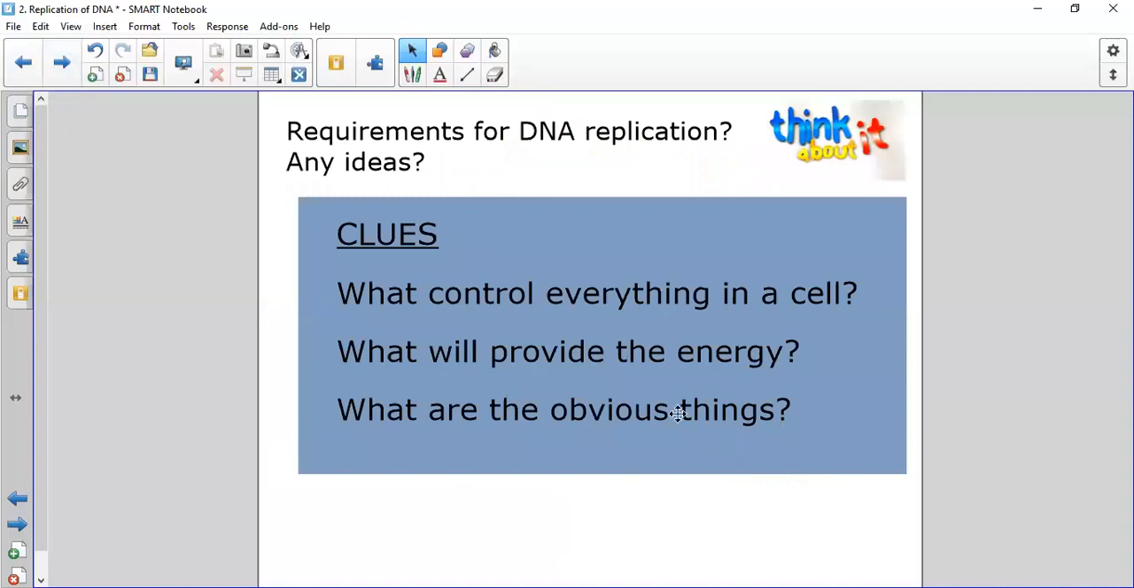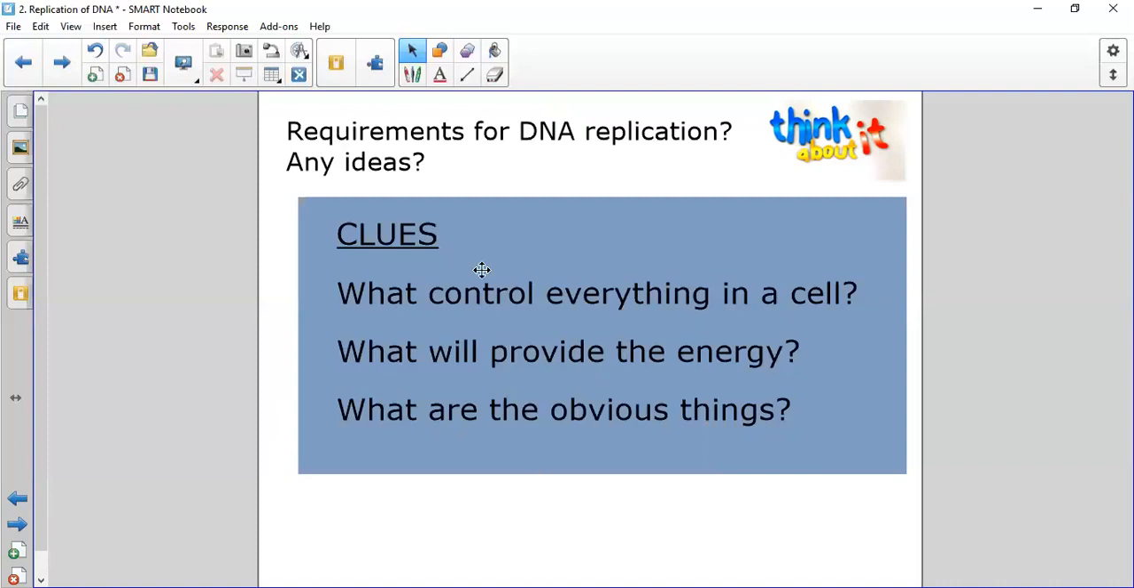Right, so let's think, what do we need for DNA replication? What are the requirements for DNA replication? If we think about it's going on inside a cell, what do we know controls everything in the cell? What do we know is in control of reactions in cells? What will provide the energy? Hopefully you're thinking of something there. And what are the obvious things? If you want to make a copy of DNA, what are the obvious things that you're going to need, thinking about the structure of DNA and what it's made of?